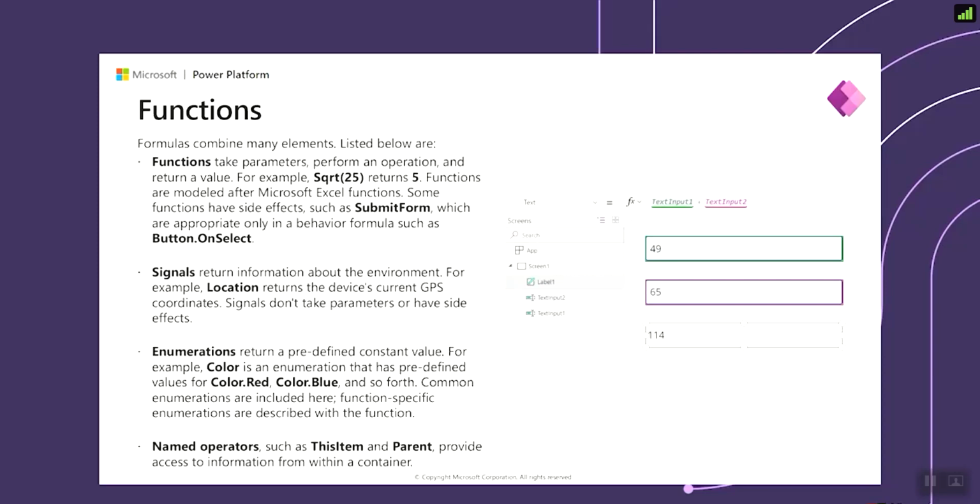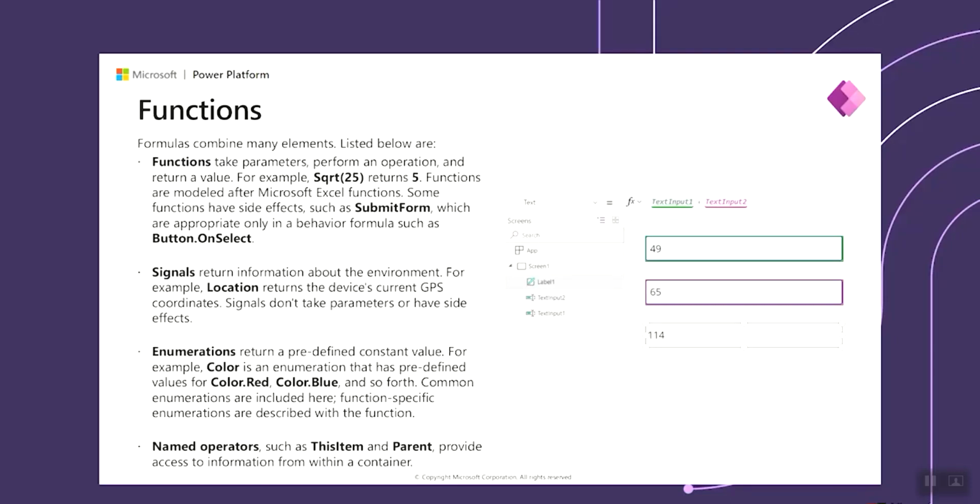Functions are modeled after Microsoft Excel functions, and some functions have side effects such as Submit Form, which are appropriate only in a behavior formula such as a button's OnSelect. So you can either use those formulas to perform tasks within your form and do some basic calculation, just like you would do with an Excel formula, or you can use those functions as behavior of your app to say, hey, show me something about that user, or submit this form when I save that record or when I do an OnSelect.